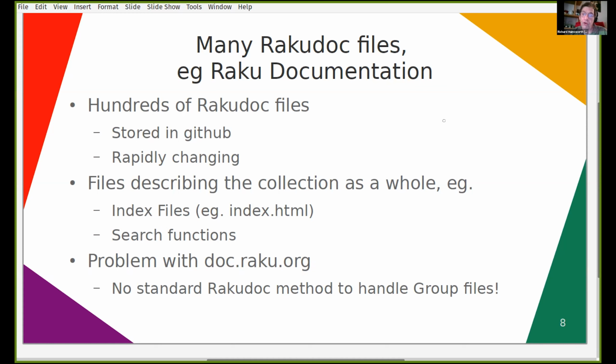But what happens when you've got hundreds of documents? Well, you actually need to have some sort of block that describes the collection. So you have a table of contents of each file, but you also need to have a table of contents for the entire structure. Now, the problem is that there is nothing defined in Rakudoc in Pod 6 about group files. So let's call them group files, or sometimes I call them structure files.